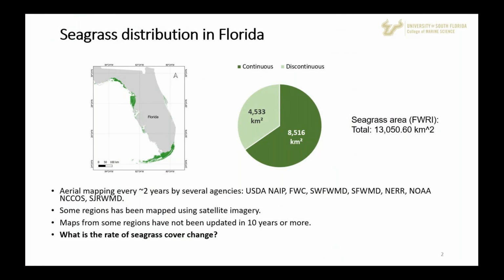This distribution map has been made from the interpretation of aerial photography in different regions by several agencies, but also a few regions have been mapped using satellite imagery. The whole data set is distributed by the FWRI. The aerial mapping has continued in some regions every 2 years, 4 years, but there are other regions which have not been mapped in 10 or more years. So this is a natural issue because we don't know how much the rate of change in seagrass cover is for several regions.